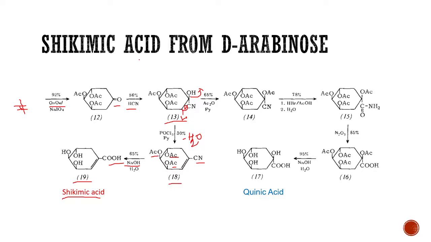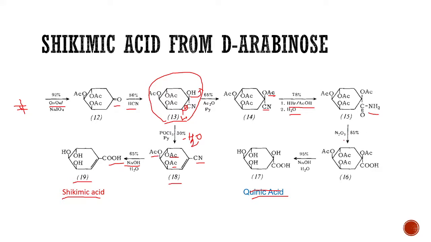Friends, when we prepare shikimic acid from d-arabinose, compound number 13 is also used for the preparation of quinic acid. This quinic acid is prepared from compound number 13. When compound number 13 is treated with acetic anhydride and pyridine, the OH group from the cyanohydrin is acylated. The next step is the conversion of this CN to amide by treating it with HBr in acetic acid and simple hydrolysis. So CN is converted to CONH2.